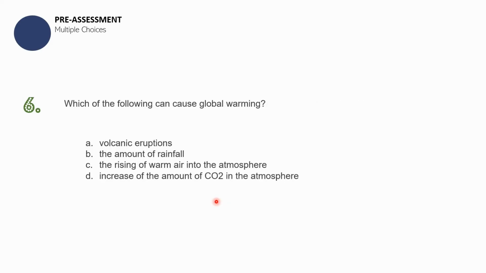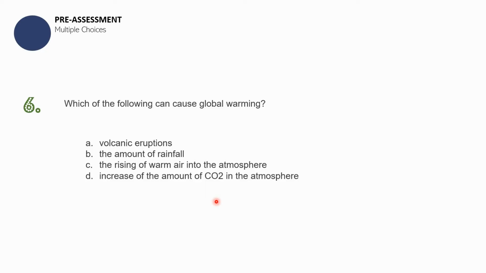Question number 6. Which of the following can cause global warming? A, volcanic eruptions. B, the amount of rainfall. C, the rising of warm air into the atmosphere. And D, increase of amount of carbon dioxide in the atmosphere.